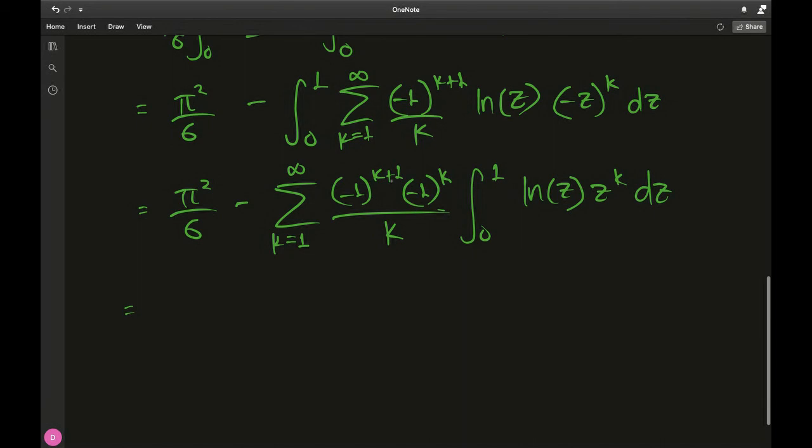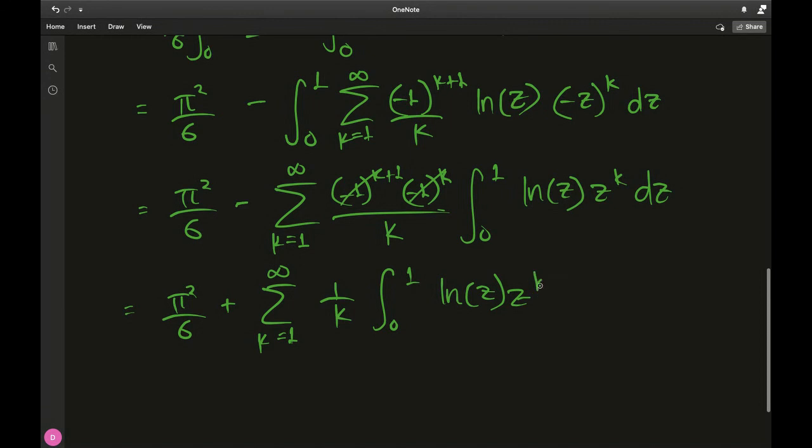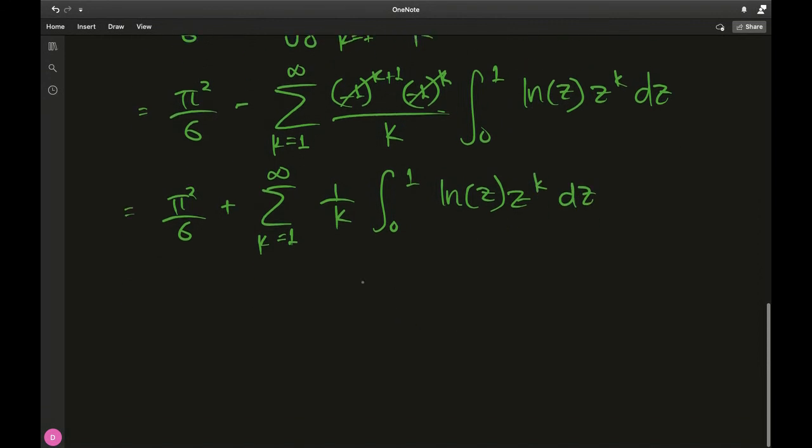So minus 1 to the k times minus 1 to the k will make minus 1 to the 2k, and negative 1 having an even power will just become 1. So this negative and this negative will cancel out to give us a positive sum from k equals 1 to infinity of 1 over k integral from 0 to 1 of natural log of z to the k dz. Now it's actually a good time to use integration by parts, and as you might have suspected, we are going to be integrating the z to the k and differentiating the natural log.